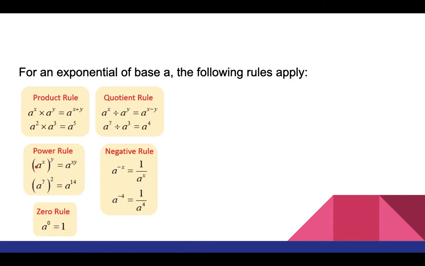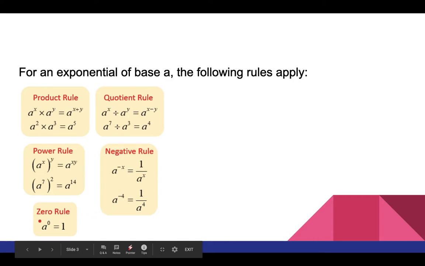Power rules: if we have a to the x raised to the power of y, the resulting expression is going to be a to the x times y. So as a result, if I have a to the seventh raised to the second power, that's going to be equal to a to the 14th. Negative rules. This is going to be standard in this class, especially when we get to Unit 2, okay? Whenever you see 1 over a to the x, you should always rewrite it as a to the negative x. So 1 over a to the fourth will always be rewritten as a to the negative fourth.